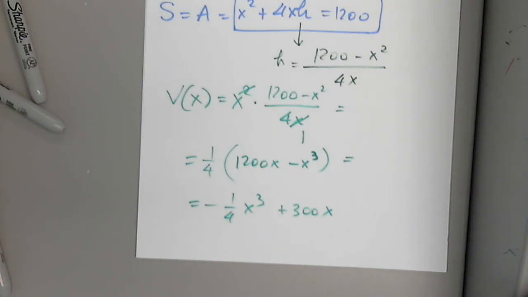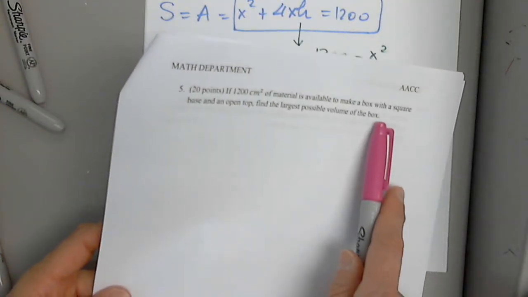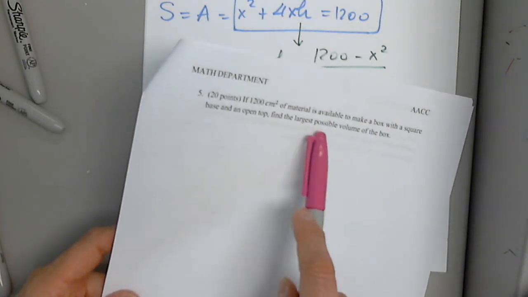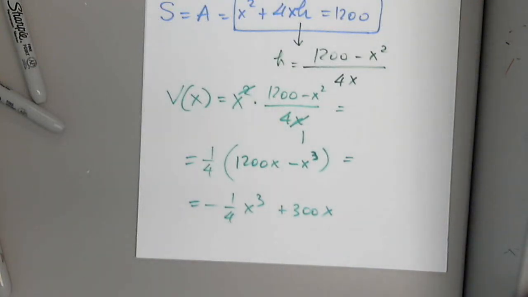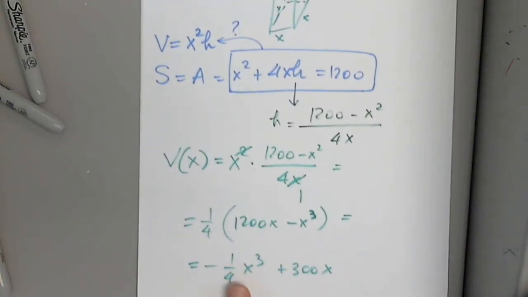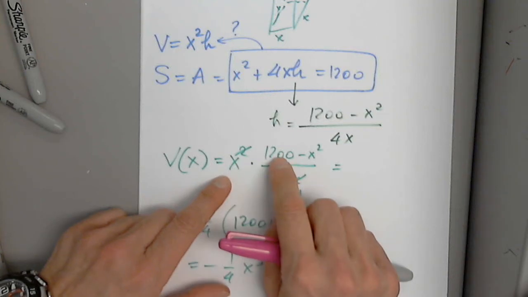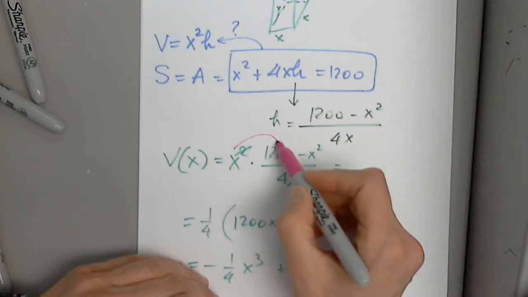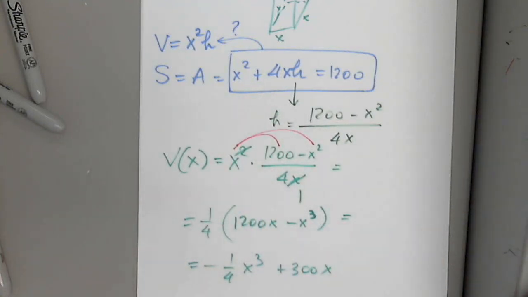One more time, we were asked to find the largest possible volume of the box. So what am I asked to do? Where's the x cubed from? It's x times 1,200 and x times negative x squared, because this is outside and I have to distribute it to both terms at the top. It was outside, it was this x squared, and I replaced h by this. Better? Yeah.